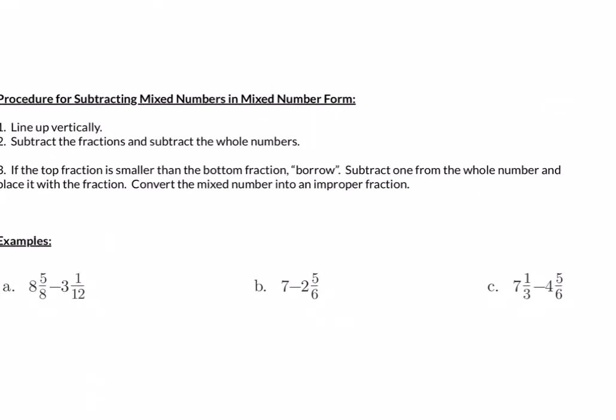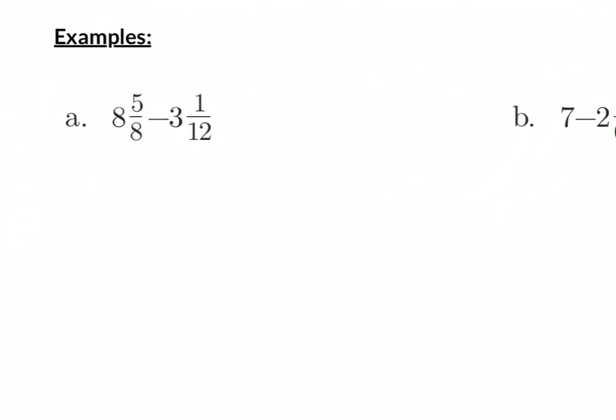So let's go ahead and try some examples. Again, let's go ahead and start with our estimate. 8 and 5/8. 5/8 is bigger than 1/2, so I'm going to round up to 9 and drop my fraction. 3 and 1/12. 1/12 is smaller than 1/2, so we're going to round down to 3 and drop our fraction. And if we subtract, we get 6.